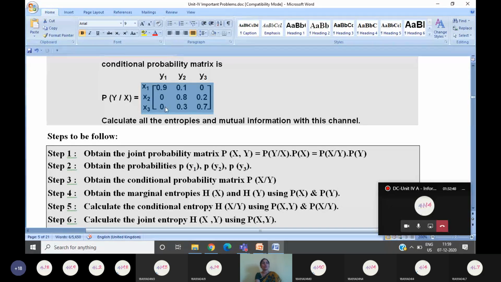So y1 sum should be equal to 1 for P of x by y. Okay. So in P of y by x, sum of all the elements in each row should be equal to 1. And what is the condition for P of x by y? మీరు ఇప్పుడు x by y కూడా క్యాలిక్యులేట్ చేస్తారు. నెక్స్ట్ స్టెప్ అదే. అప్పుడు మీ కండిషన్ ఏంటి తెలియాలి. కండిషన్ ఈజ్ sum of all the elements in each column should be equal to 1.